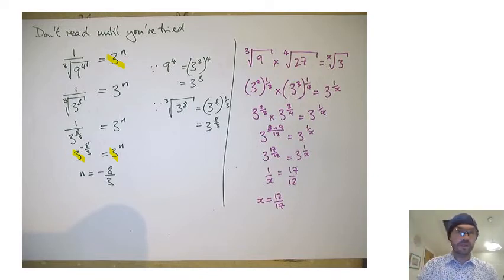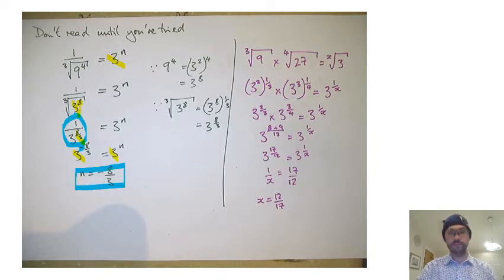So 9 to the 4 is 3 to the power 8 because 9 is 3 squared. 3 squared to the power 4, 2 times 4, 8. 3 to the 8 cube rooted is 3 to the 8 over 3 because a cube root is a power of a third. 8 times a third is 8 over 3. This is a reciprocal, so we then introduce a negative power there. n is minus 8 over 3.